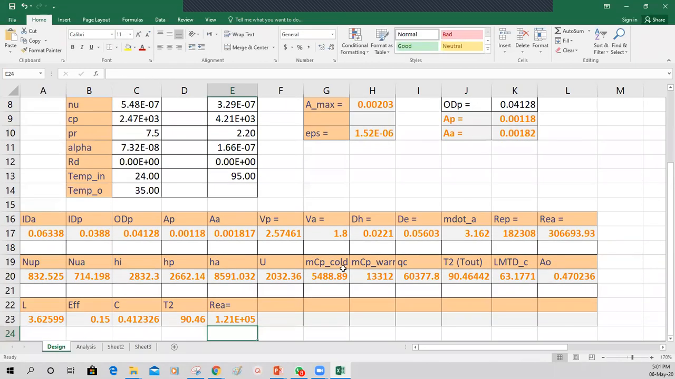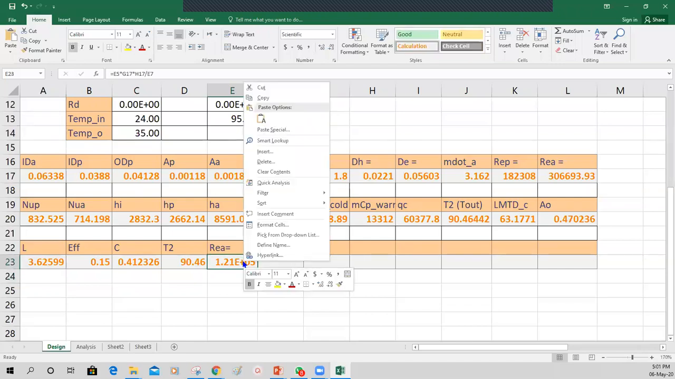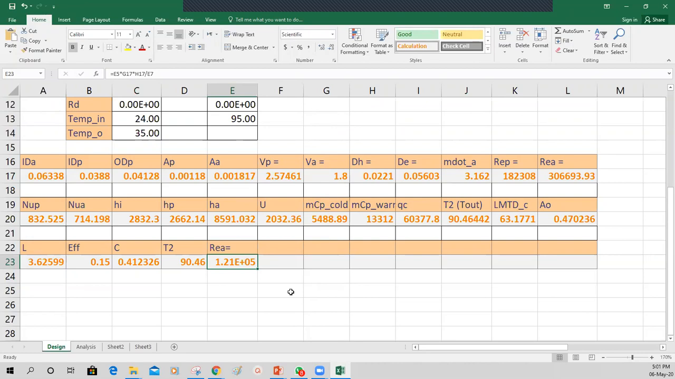So the hydraulic diameter is coming out to be this, and the Reynolds number is coming out to be 1.21 times 10 to the power 5. Are you calculating with me? Yes. Okay, so this is the Reynolds number for the annulus.